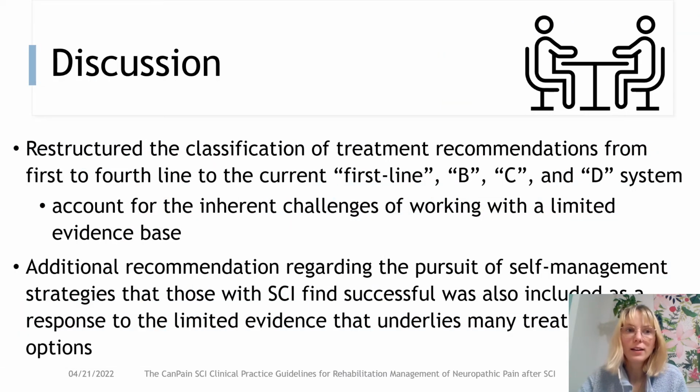The CanPain SCI panel made the decision to restructure the classification of treatment recommendations from first to fourth line to the current first line, B, C, and D system to account for the inherent challenges of working with a limited evidence base. An additional general recommendation regarding the pursuit of self-management strategies that those with SCI find successful was also included as a response to the limited evidence that underlies many treatment options.